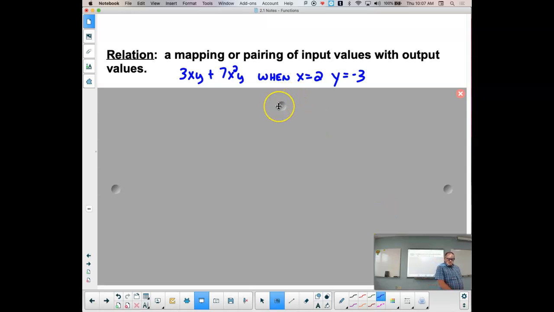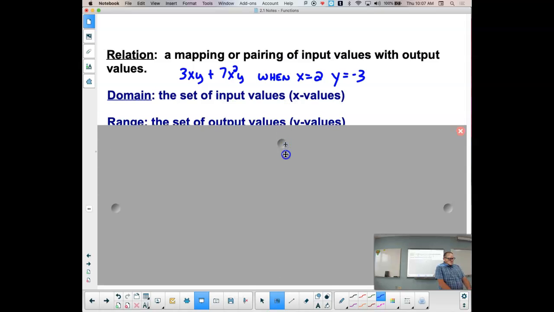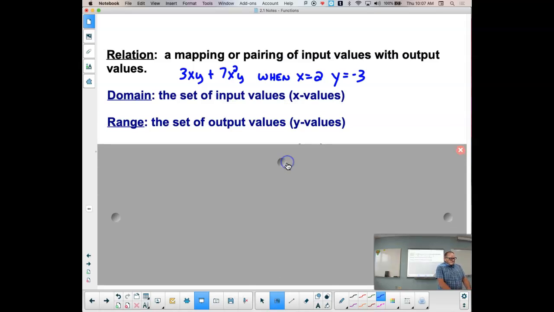In a relation or in a function, we have two key parts. The first part is something called the domain. The domain is the set of all input values. Okay? So it's what you put into the relation to get out the outputs.